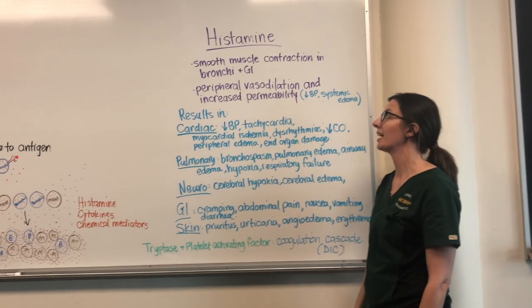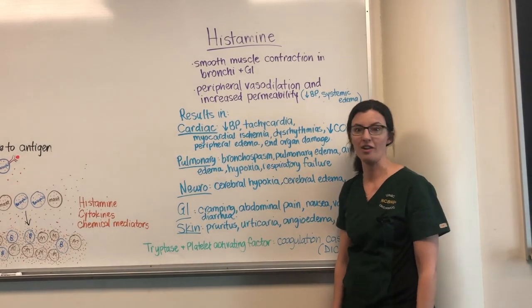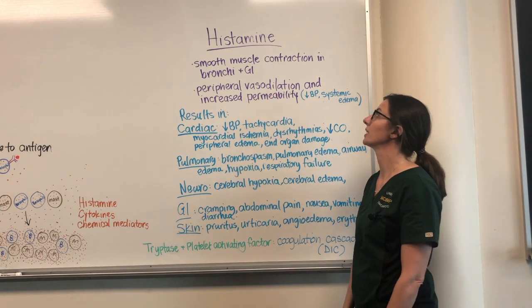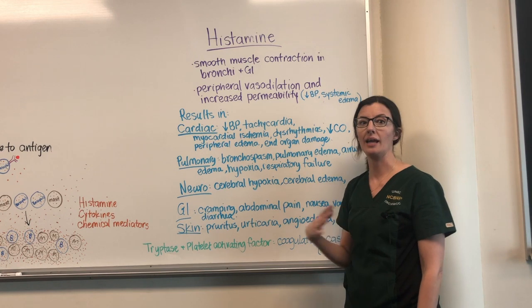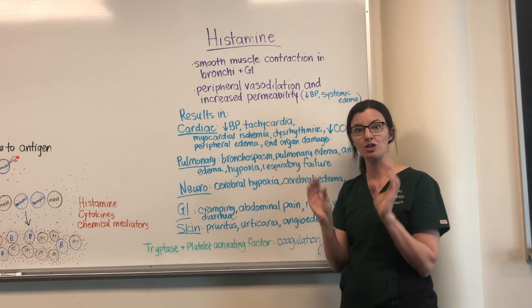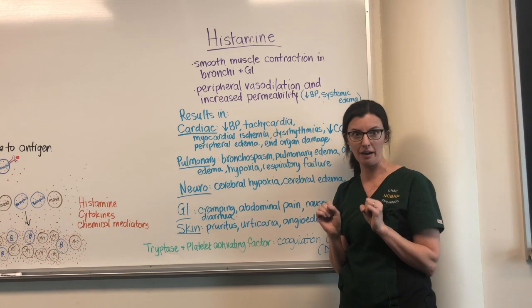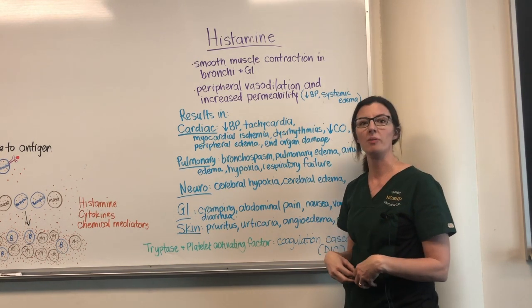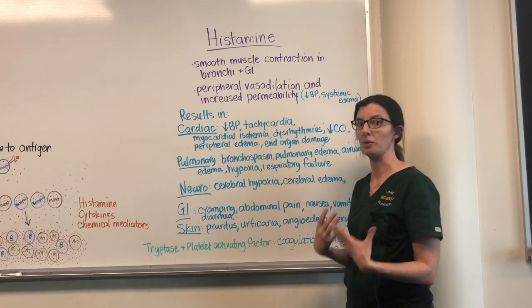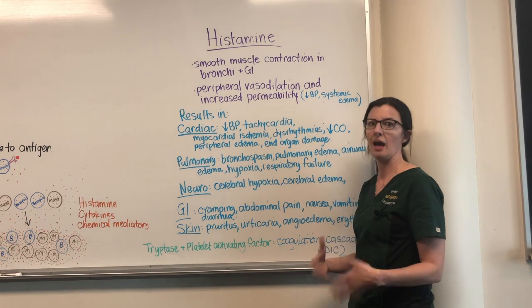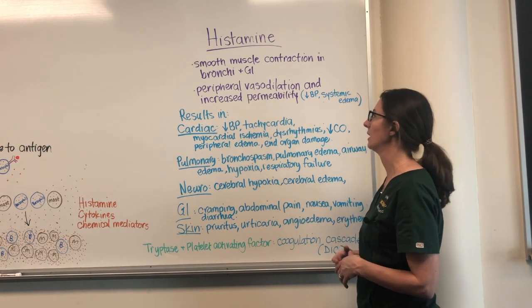So histamine has a lot of serious effects on our body. First and foremost, it causes smooth muscle contraction in the bronchi and the GI tract. So your bronchi and bronchioles contract, which of course reduces the airway. In the GI tract, it contracts the smooth muscle and causes GI upset, so it will cause the person to feel abdominal cramping, nausea, vomiting, and maybe even have some diarrhea.